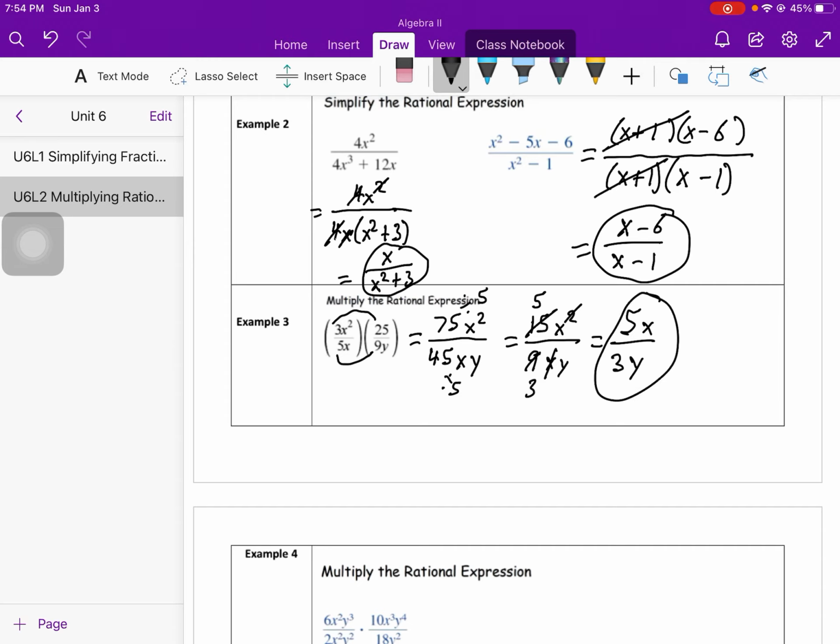This is as simple as we can go, because there's no more x's and y's on the top and the bottom, and 5 and 3 don't have any more common factors.